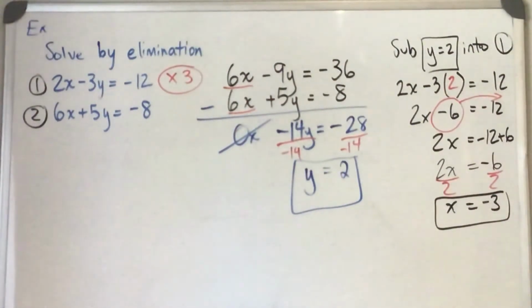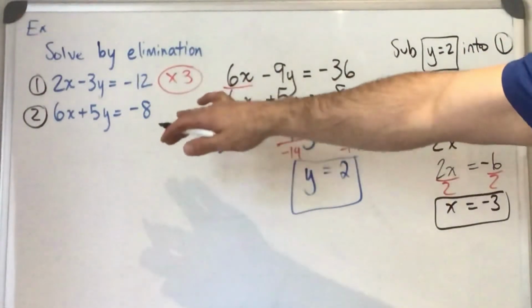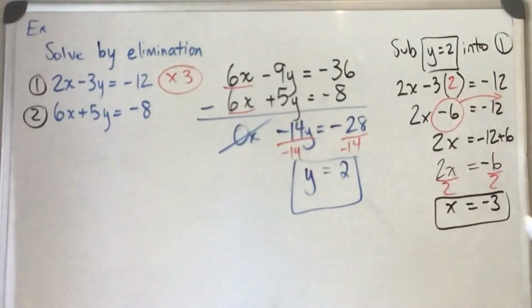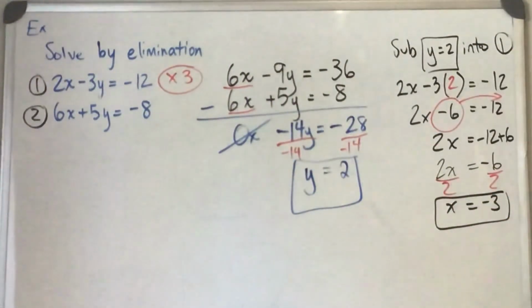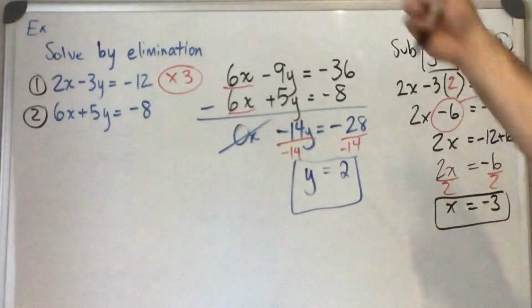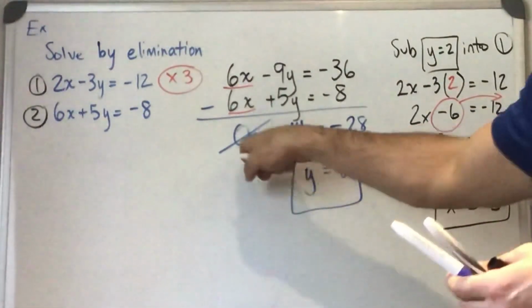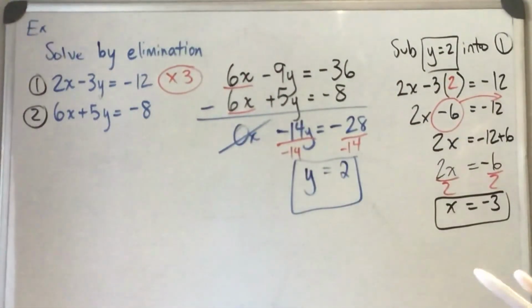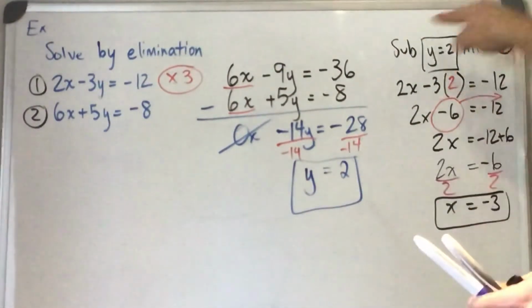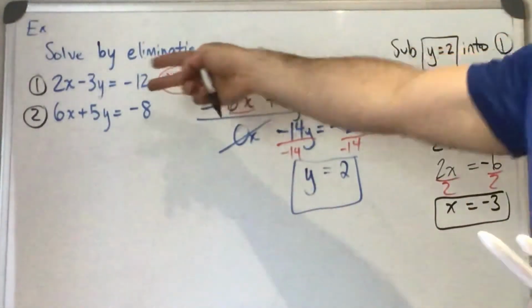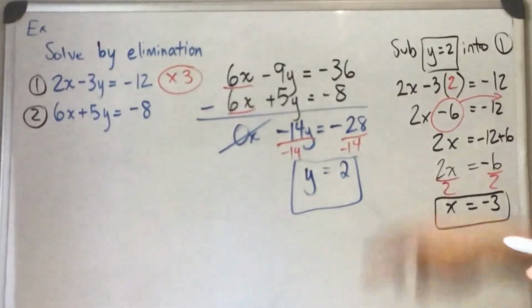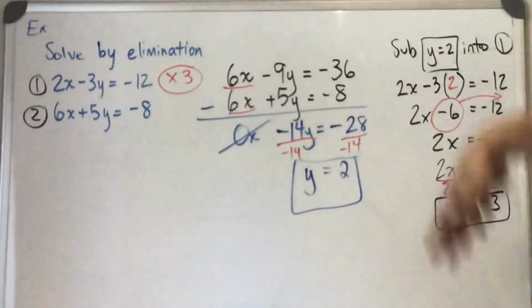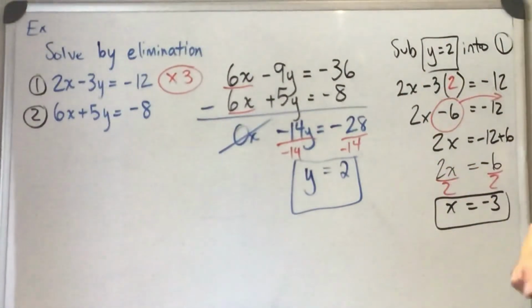Okay, a lot of work going on here. We had to get a matching coefficient, so we had to multiply the top or the bottom equation by a number. Here we were able to get our x's to match with the 6 out in front. We add or subtract the equations to get one of them equal to 0. Then we solve the equation, and sub it into one of our original equations to get the other value. Lots of stuff going on here. This part right here, we do the exact same thing when we're doing substitution. So hopefully this looks a little bit familiar.